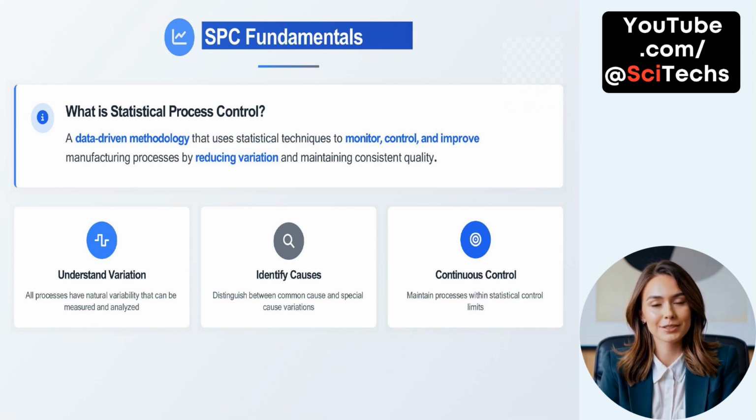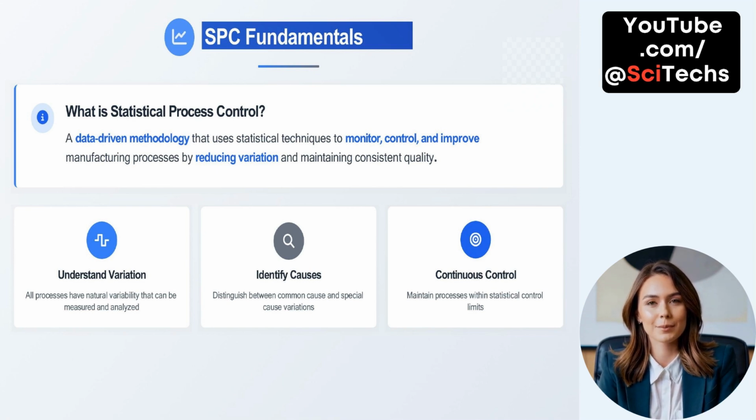Lastly, SPC focuses on continuous control. This involves maintaining operations within statistical control limits, allowing for early detection of issues before they impact product quality. Together, these principles form the foundation for proactive quality management and continuous process improvement in high-tech manufacturing environments.